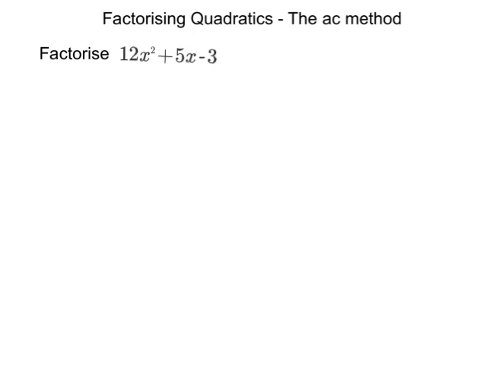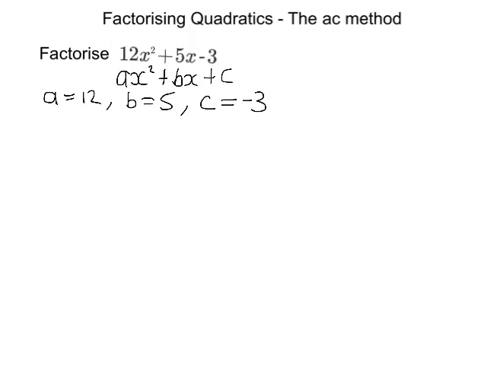In this video, we're going to look at factorising quadratics using the AC method. Now, you should know the general form of a quadratic is ax squared plus bx plus c. So in this case, a, our coefficient of x squared, is 12, b, our coefficient of x, is 5, and c, our constant, is minus 3.